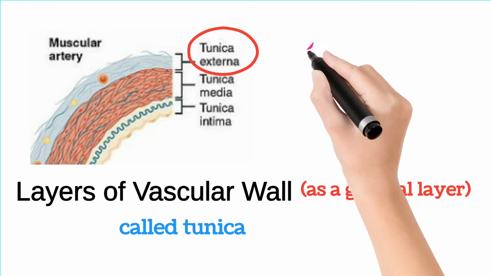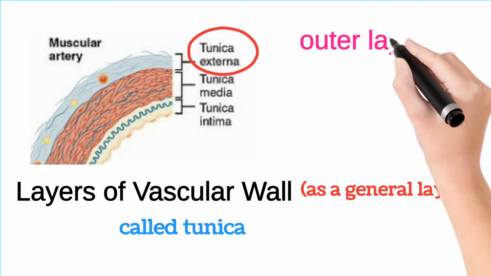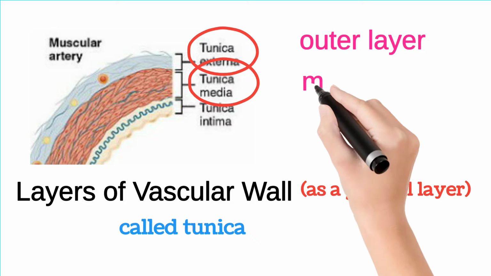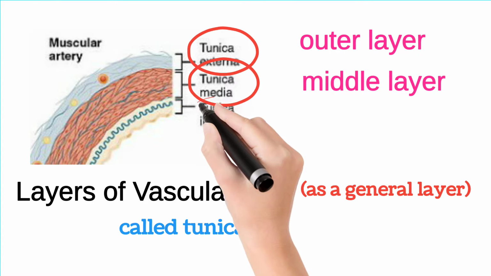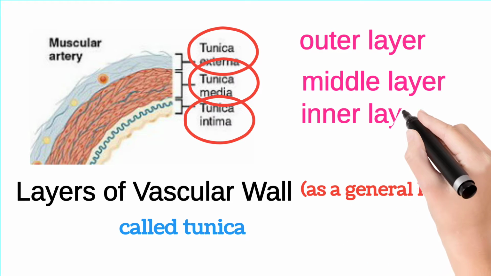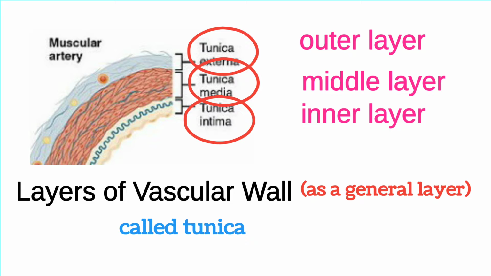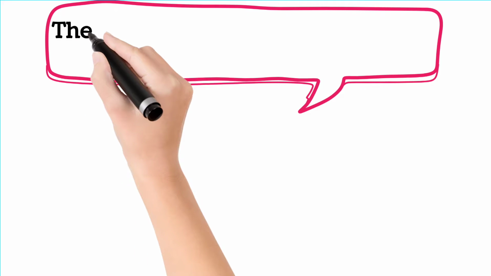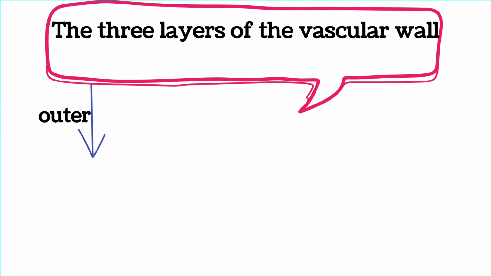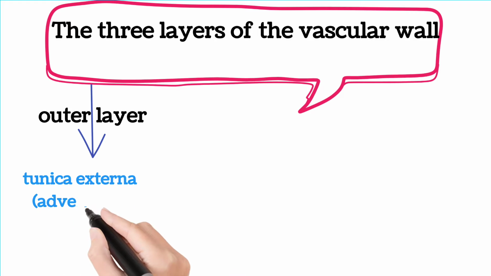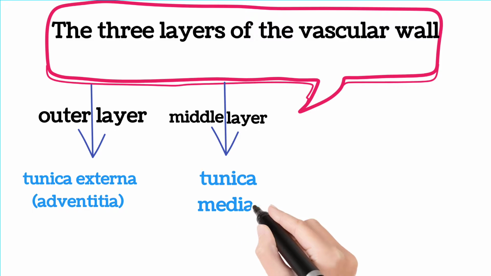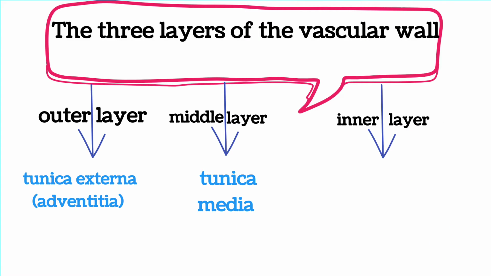First one, tunica externa, the outer layer. Second layer called tunica media is the middle layer. And the third layer called tunica intima is the inner layer. The 3 layers of the vascular wall: the outer layer is called tunica externa or adventitia, the middle layer is called tunica media, and the inner layer is called tunica intima.